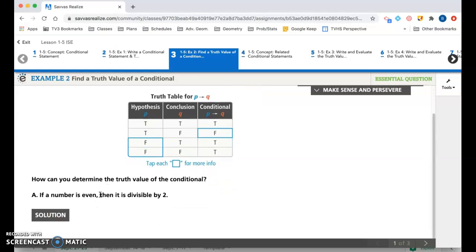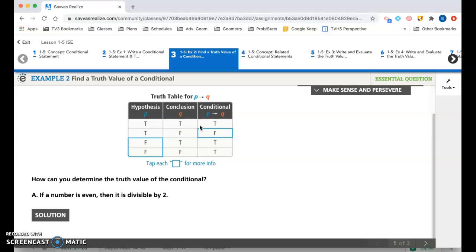So how can you determine the truth value of this conditional? In other words, is this a true statement? If a number is even, then it is divisible by 2. And when you have an if-then statement that you're trying to determine whether or not it's true, what you're really looking for is, well, if the hypothesis part is true, does the conclusion part always end up being true? And if the answer is no, sometimes the hypothesis can be true and the conclusion can be false, then our answer is nope, that is not a true statement.